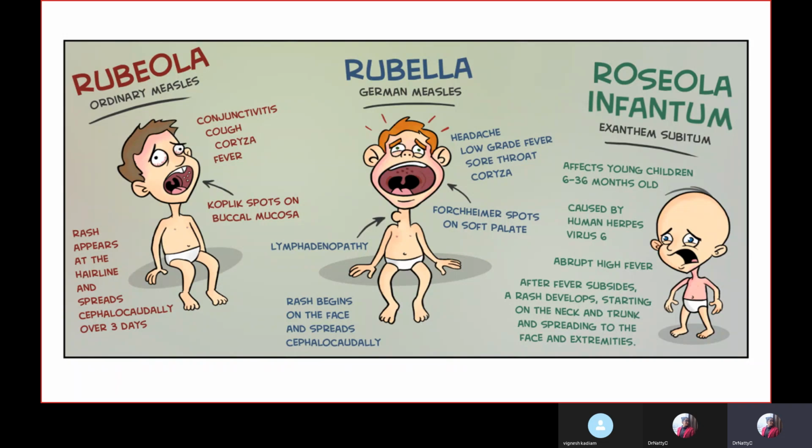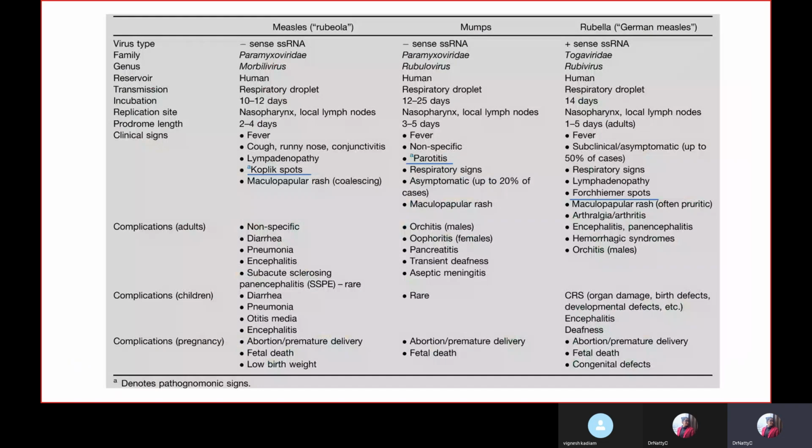So mumps usually causes swelling of the parotid glands bilaterally. So that is a classical feature for mumps. So now MMR, all the three are caused by virus only, but measles and mumps belong to the group paramyxovirus, whereas rubella belongs to the group togaviridae. And the very classical feature for measles, that is rubeola, it is a Koplik spot which occurs on the buccal mucosa. So apart from that, you have maculopapular rash which coalesces, and then clinical signs include conjunctivitis, cough, runny nose and lymphadenopathy.